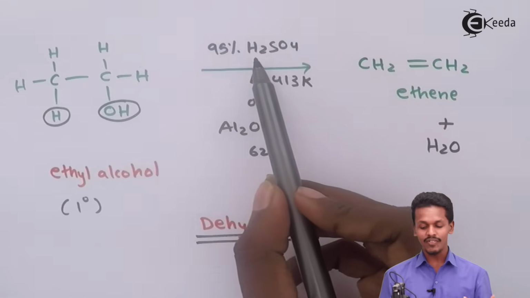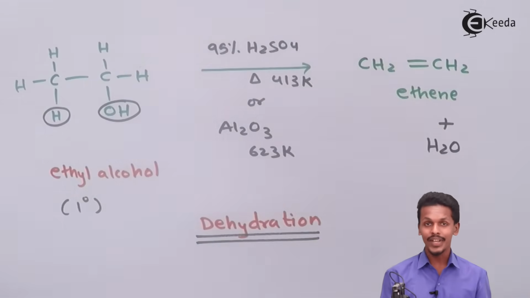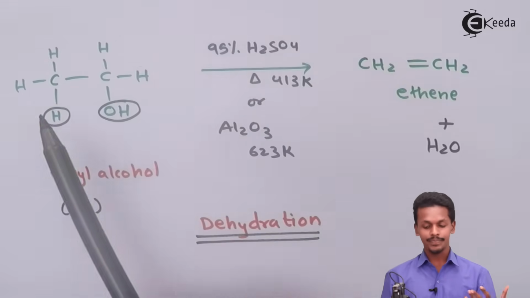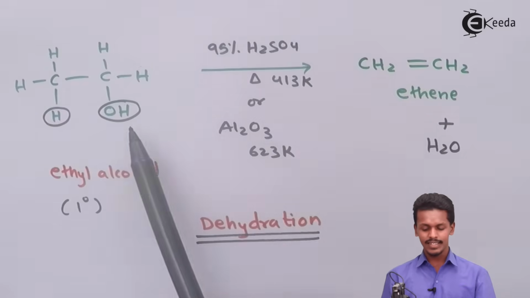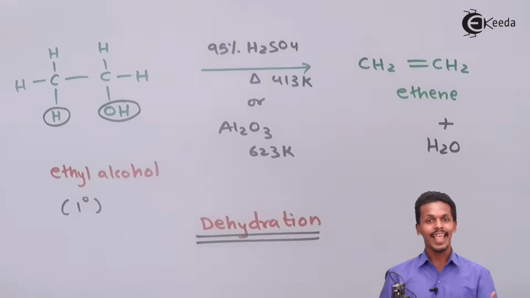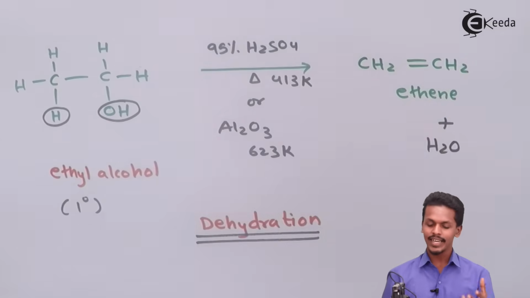Suppose we are using 95% H2SO4, then the alcohol should be in the liquid phase, and only then will the water molecule be eliminated in this process. And talking about Al2O3, in this case the alcohol should be in the gaseous phase, and that is why it is called gaseous phase dehydration when we are using Al2O3. So there are two different conditions, but ultimately, in both cases, we will get ethene.